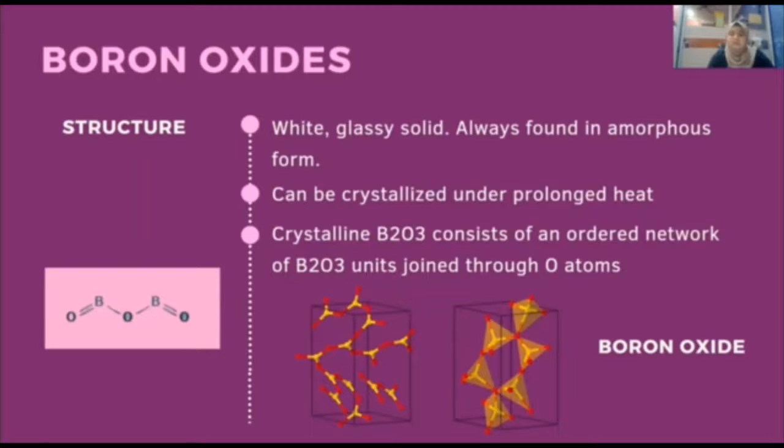However, it can still be crystallized under prolonged heat, and the crystalline boron oxide consists of an ordered network of boron oxide units joined together through oxygen atoms.